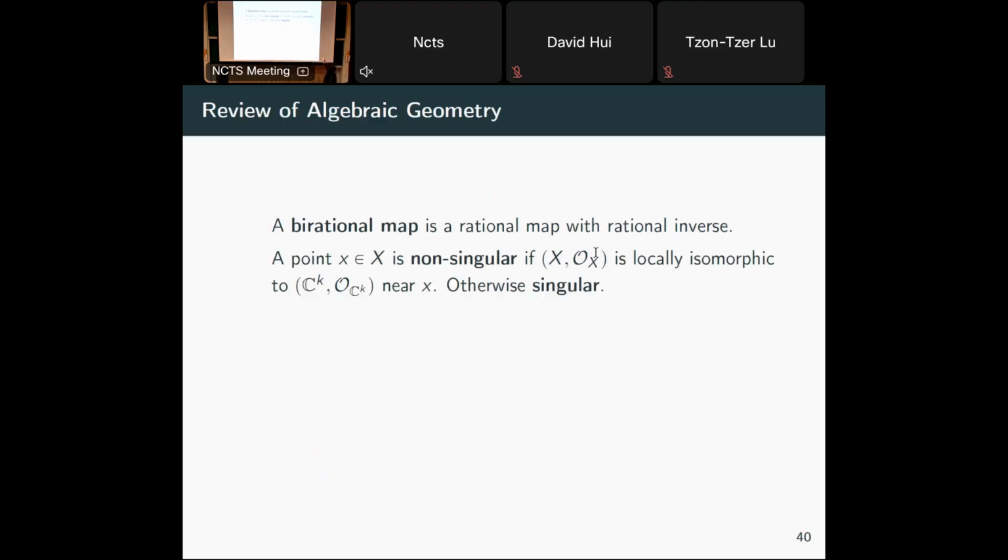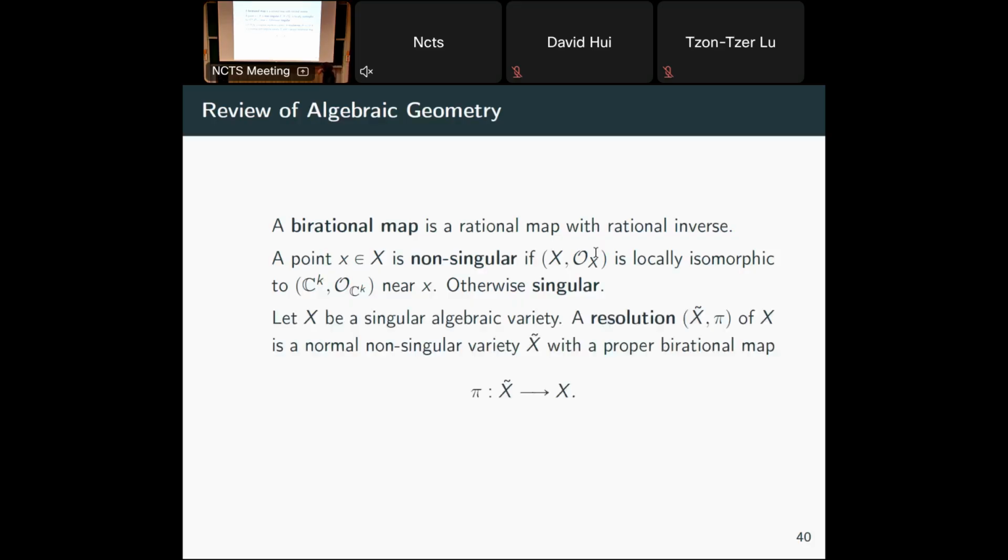A point will be called non-singular if O_X is locally isomorphic to C^k near that point. Otherwise, it will be singular. A resolution is where you find a non-singular variety for your singular algebraic variety such that you have a proper birational map. As for proper, I am going to omit that part here, but basically you construct X tilde, the resolution, from your original variety by doing blow-ups.